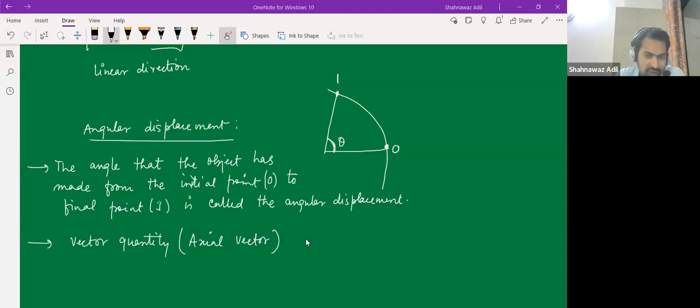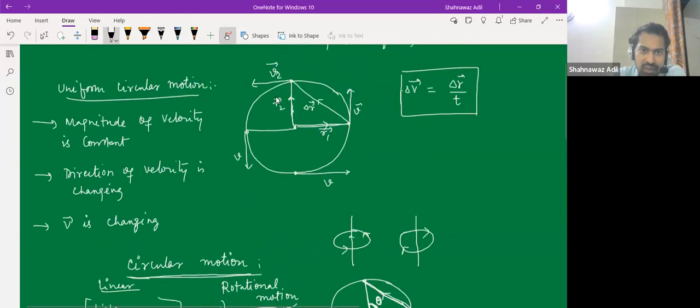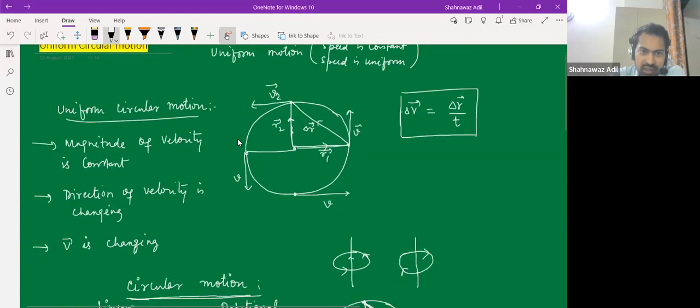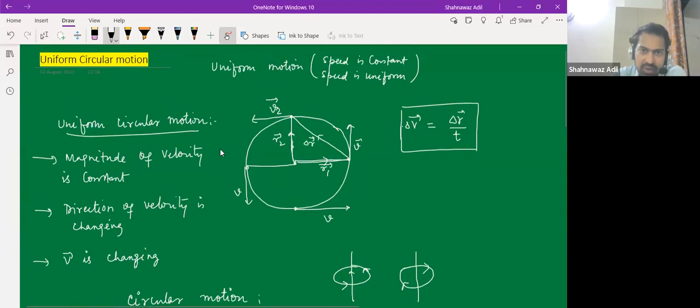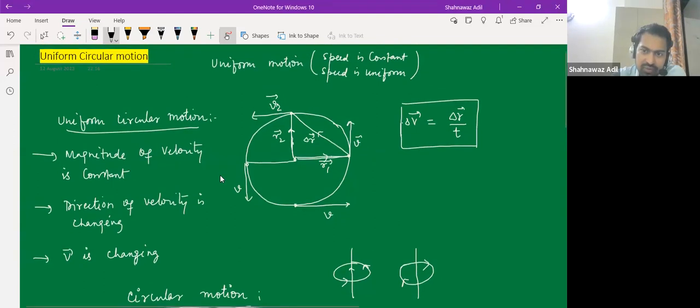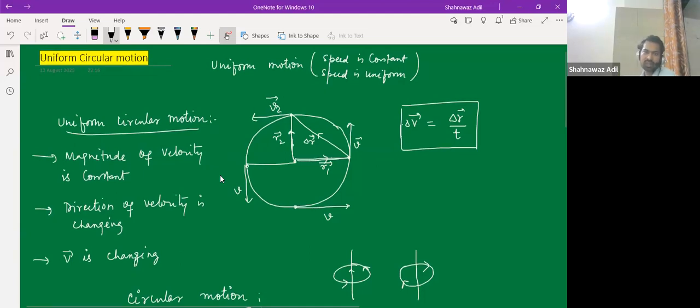We'll talk about this in more detail and then we will derive. So you guys write these things down. Tomorrow we'll be able to finish this chapter. You also have circular motion in the next chapter, Laws of Motion, so we will talk about that in that chapter also.